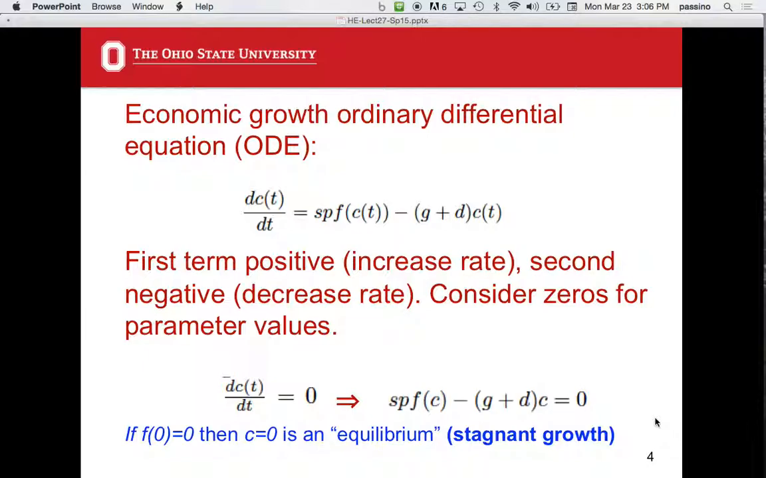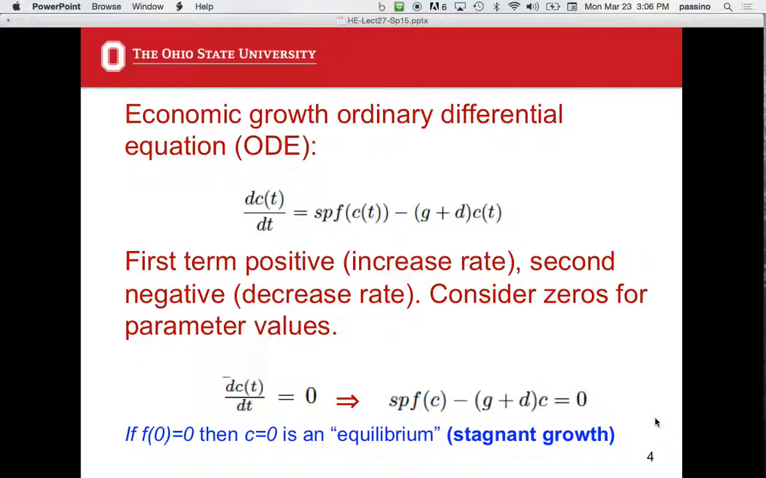Nice and easy. This term is also easy, because remember, G is essentially the rate of population growth, the rate of making babies. D is depreciation. So with this term here, G plus D is positive, of course. And then it says minus this positive term times C.